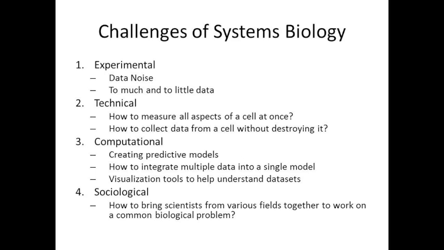And the ISB also lists one more problem, and they call it the sociological problem. Because systems biology rests on the cusp between mathematics, biology, computational science, physics, and others, trying to bring all these different scientists together to study one problem has its own challenges in scientific language and getting people to understand what each other do.